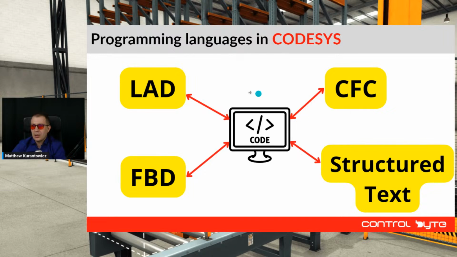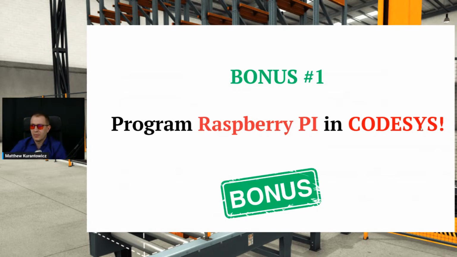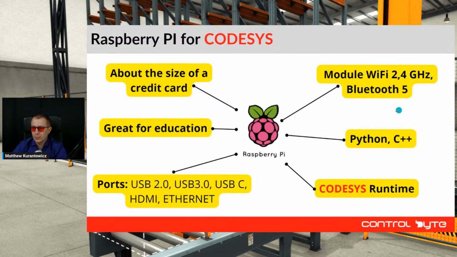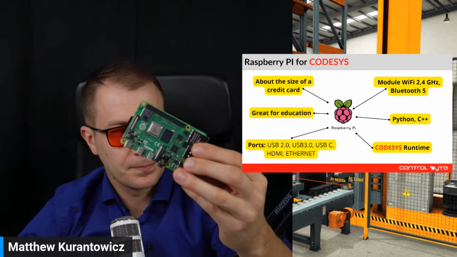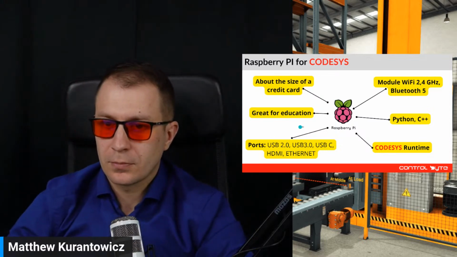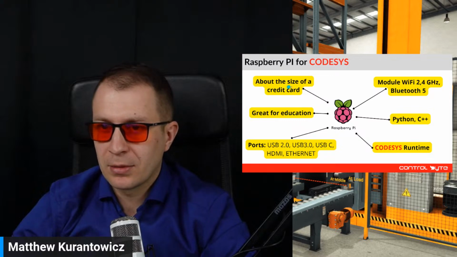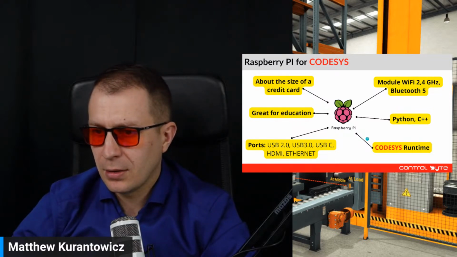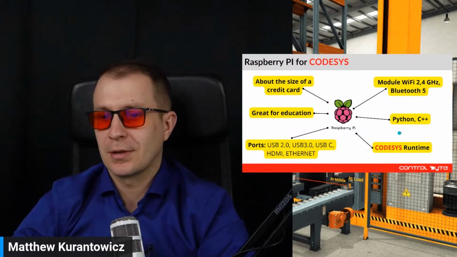Which languages can you use? Ladder, CFC, FBD, and structured text. And of course, in our course we have the first bonus. We will program Raspberry Pi in CODESYS. This is a small micro computer. Here I have that board. It is really great for education. It is about the size of a credit card, and you can implement a CODESYS runtime and program that in structured text.